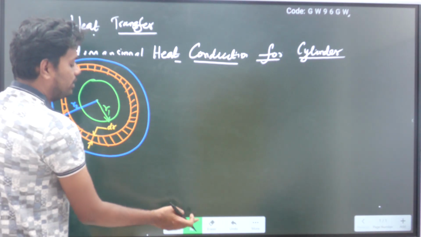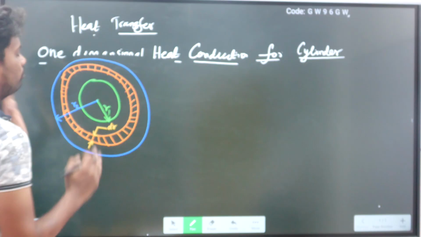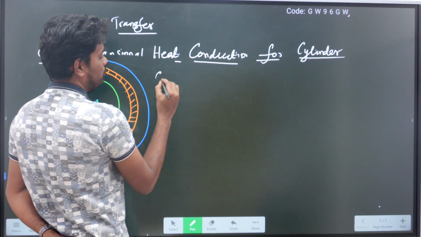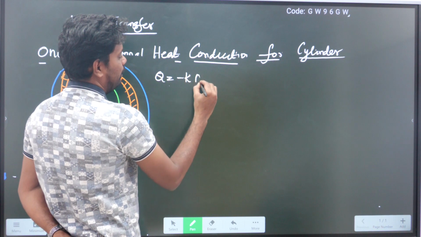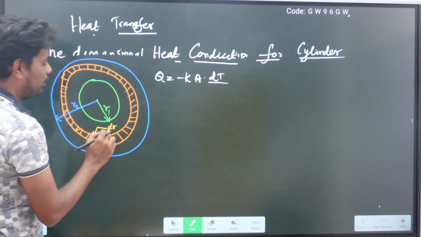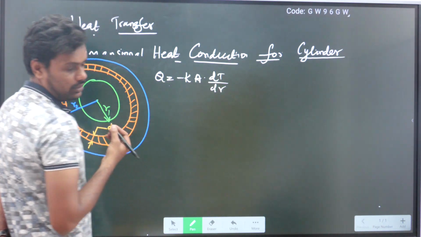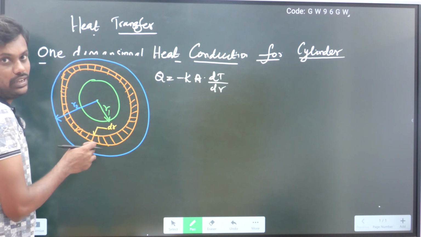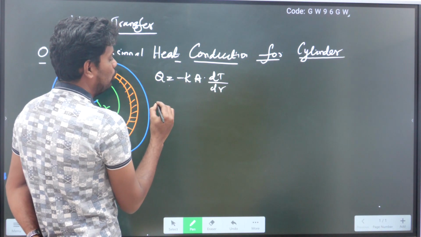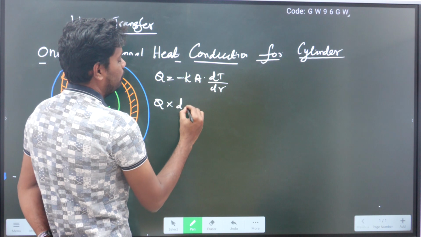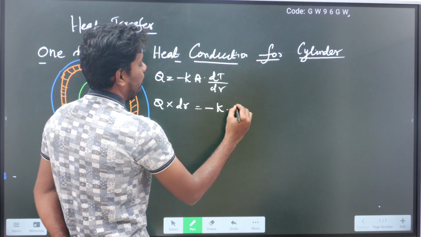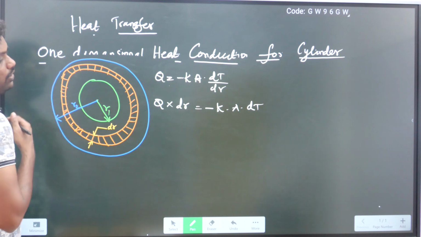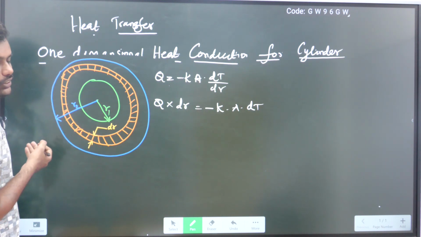So again, to write the equation for heat conduction in a cylinder, we use the same formula, Fourier's law of heat conduction, which is Q equal to minus KA into dT by dr. Instead of dx, here the radius is changing, and that change in radius is dr. Same principle: you take this dr to the other side, Q dr equal to minus K A dT. Then you integrate this equation to find the heat conduction equation for a cylinder.